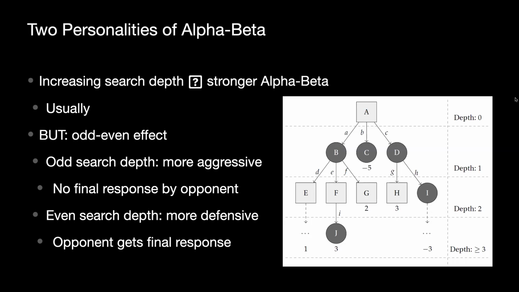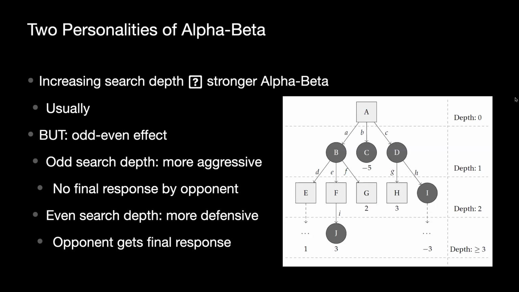So with an odd search depth, you get the same if you search to depth 3, you get the same if you search to depth 5. You always, in your thinking process, made the last move. You didn't let your opponent respond to your last move. So that typically gives an aggressive player. And if you search to an even depth, you get the opposite effect where your opponent got the last move. So if you search to an even depth, you typically get a kind of defensive player.